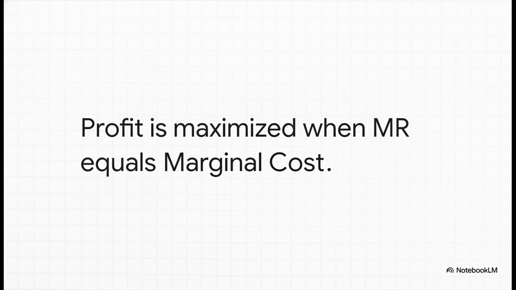Think about it in detail. As long as the revenue from selling one more unit is higher than the cost to produce it, the firm is adding to its total profit, right? So they should keep producing. But the very moment the cost of that next unit exceeds the revenue it brings in, profit drops. Therefore, a totally rational firm produces exactly up to the point where MR equals MC. That is the peak of the mountain.